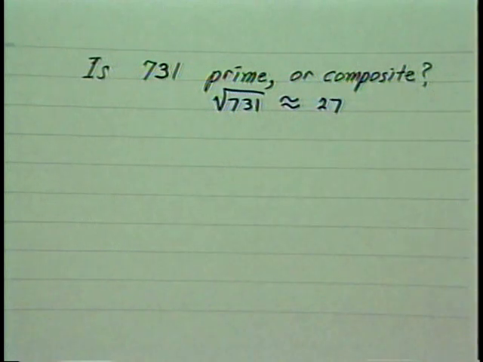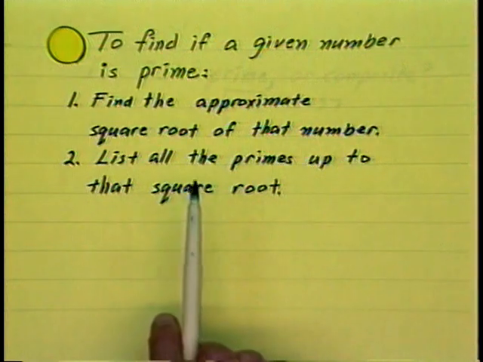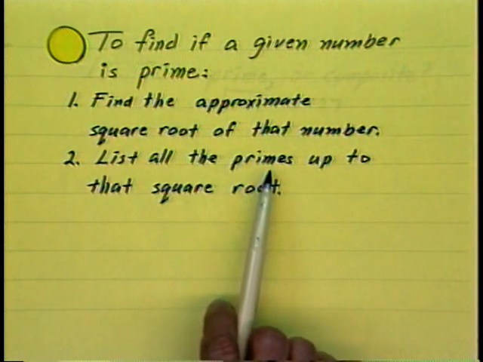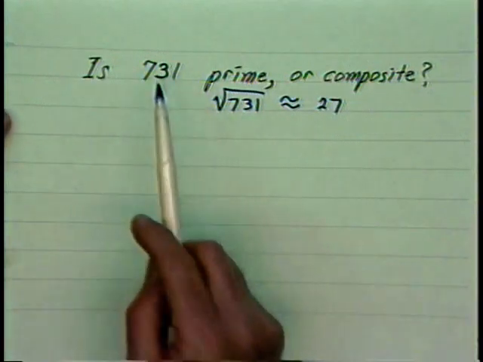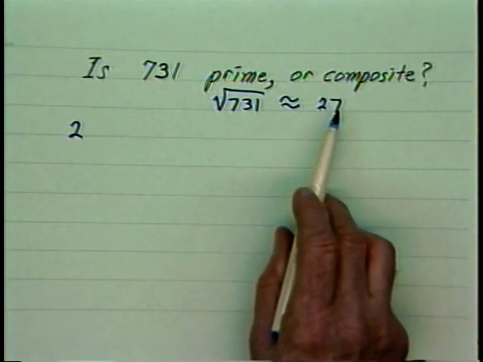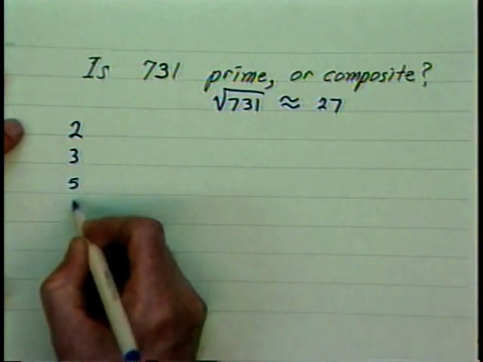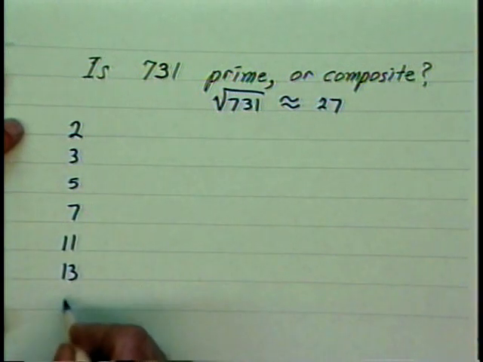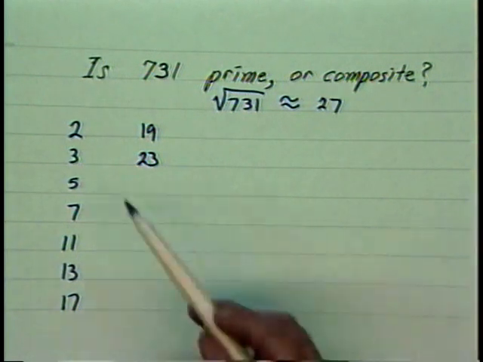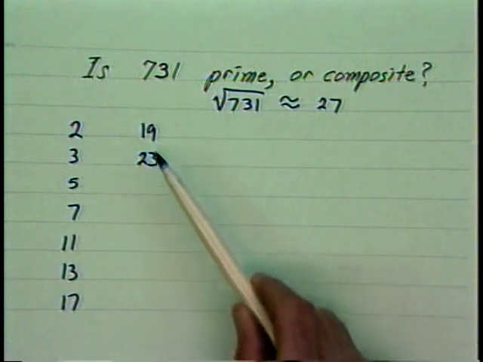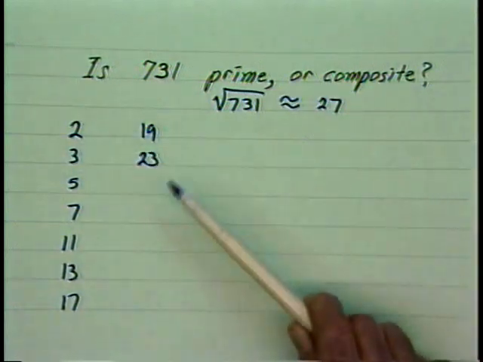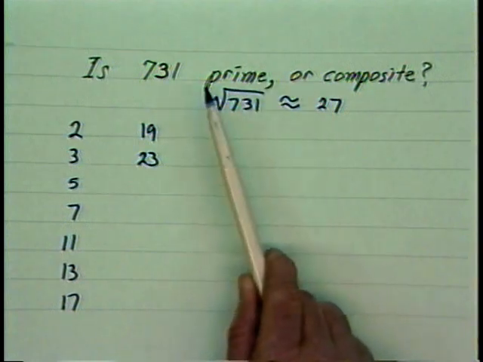Once we have that number, the next thing we wish to do is list all the primes up to that square root. And see, this demands at least we have a list of the beginning primes. So in our case, we want to list all the numbers from 2 up to the nearest prime just under 27. So that would be 3, 5, 7, 11, 13, 17, 19, 23. So we're going to actually try each of these and see if they will divide this. Our claim will be if none of these will divide this, then this is prime.